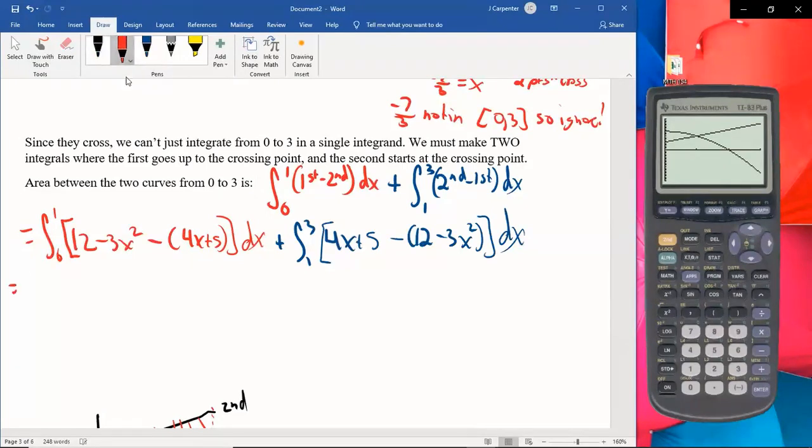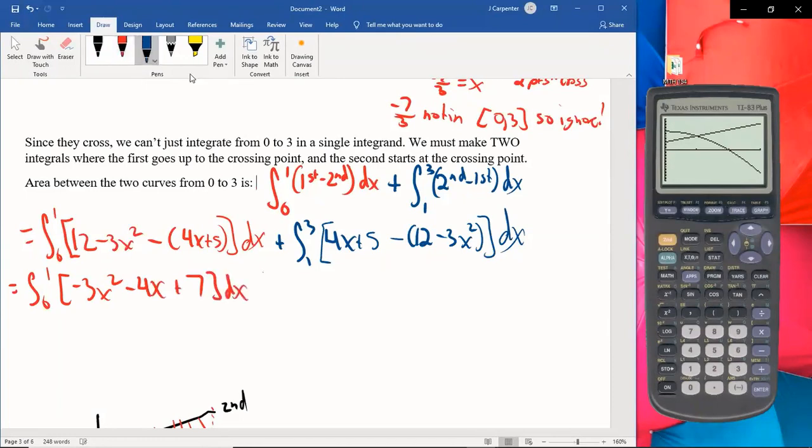So the first one, integral 0 to 1. I'm going to do all this in one fell swoop to save myself some space. Distributing the negative makes that a minus 4x and a minus 5. Let's go ahead and put these in a more appropriate order. Let's do the negative 3x squared first, then the minus 4x. We have a positive 12 and a negative 5, so that's a plus 7. And then that's over dx.